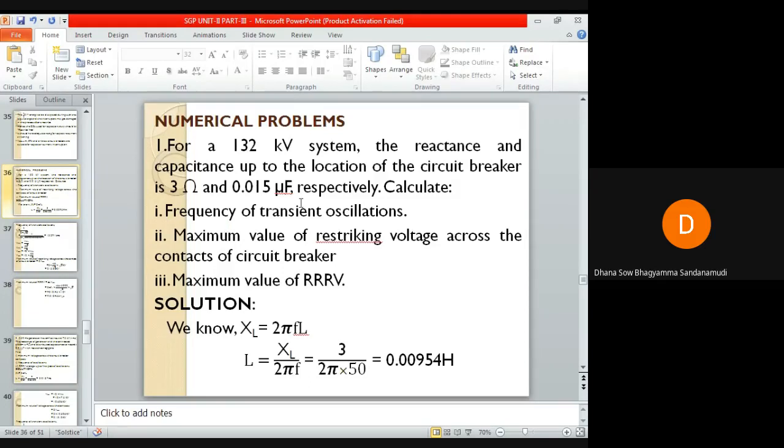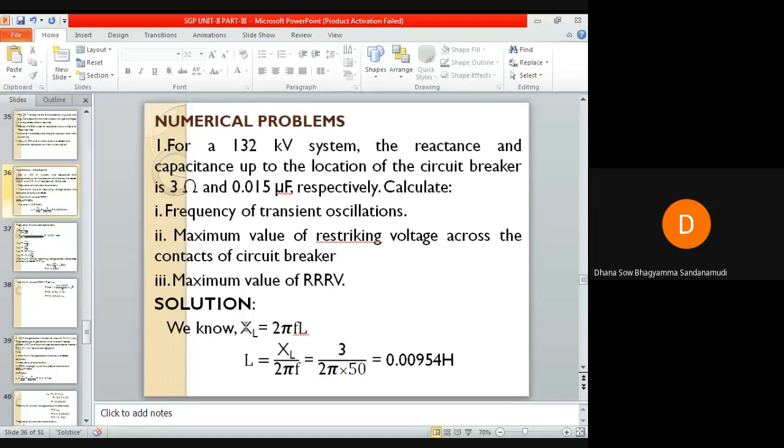So what is the frequency of transient oscillation? Fn is equal to 1 by 2 pi root LC. Maximum value of restriking voltage is equal to 2 into Vmax. Maximum value of rate of rise of restriking voltage is omega n into Vmax, where omega n is 2 pi fn, into Vmax. So reactance is given here.